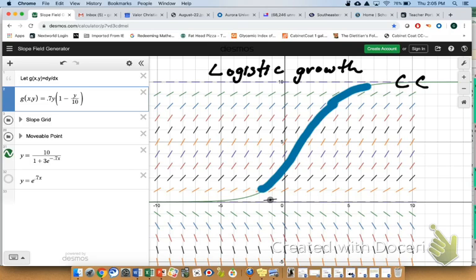What would you guys say the carrying capacity is for this particular scenario? 10. And maybe you already noticed this, but this number right here, 10, in that equation that I wrote up there, that's always going to represent the carrying capacity. These are all details you don't need to know until way later. I'm just filling you in a little bit ahead of time.